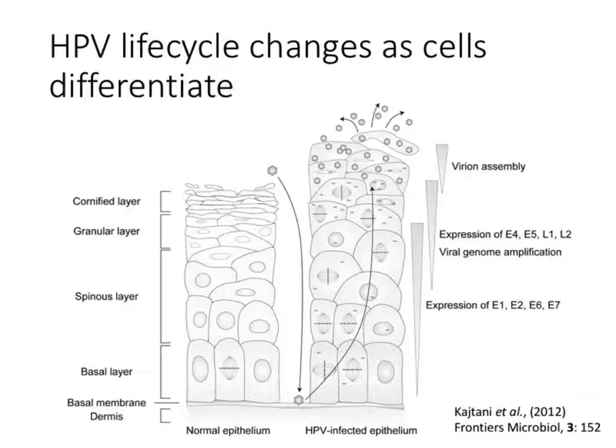One of the things to point out here is note that gene expression correlates with the differentiation of these cells. In the most undifferentiated, we find E1, E2, E6, and E7 expressed. As those cells undergo differentiation, we begin to find a lot of viral replication occurring and expression of E4 and E5, L1, L2. Virus assembles on the most differentiated cells and then releases from there.